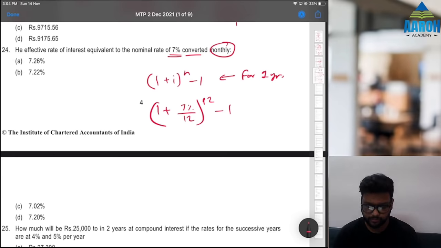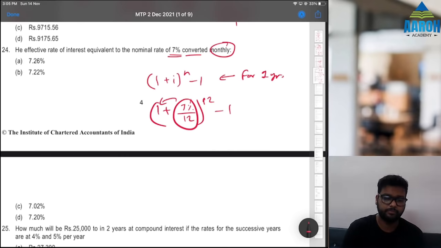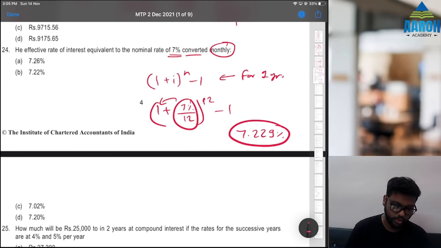How do we do that? For this, take 7 by 100 by 12. Then plus 1. Then raised to 12. So into and equal to 11 times. 1, 2, 3, 4, 5, 6, 11. Minus 1. That gives us 7.229%. Option B is the correct answer.